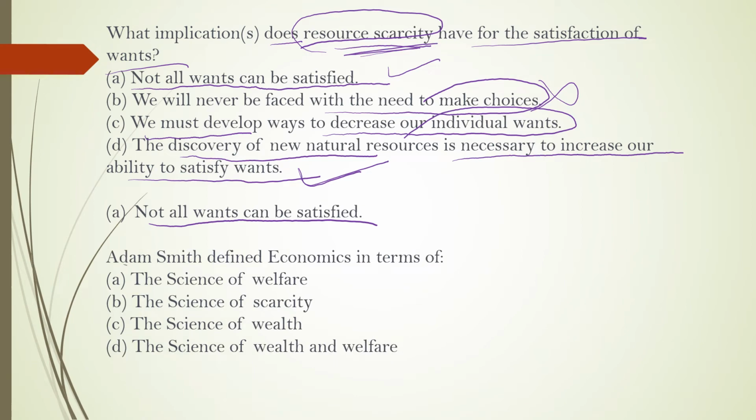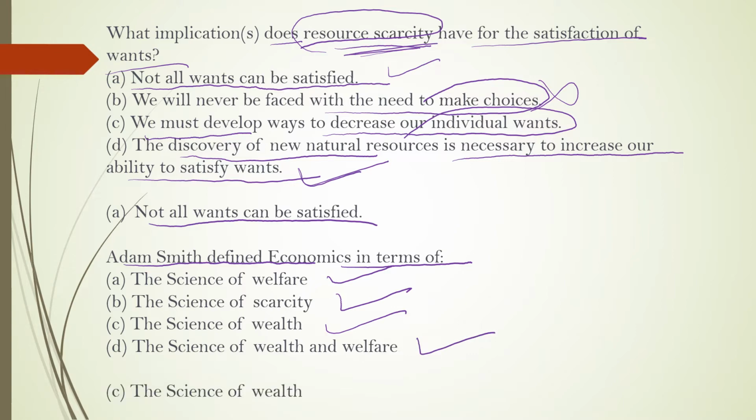Next one, Adam Smith defined economics in terms of... According to Adam Smith, economics is a study of wealth. So here, economics is a science of wealth according to Adam Smith. The options given are: science of welfare, science of scarcity, science of wealth, science of wealth and welfare. The right answer is science of wealth.